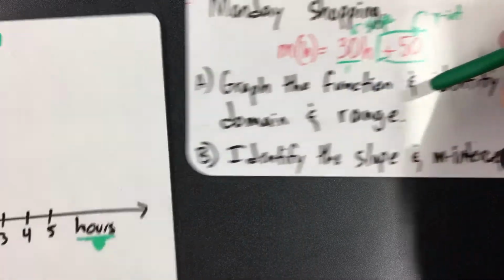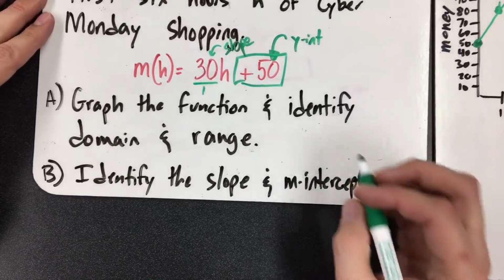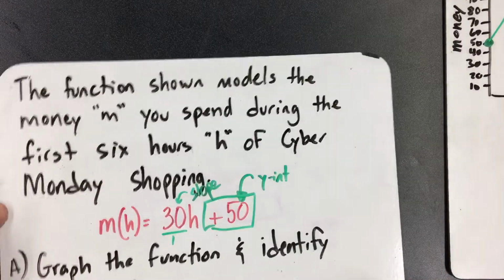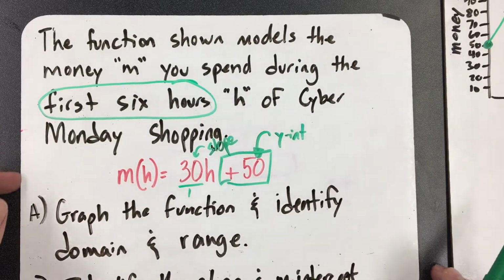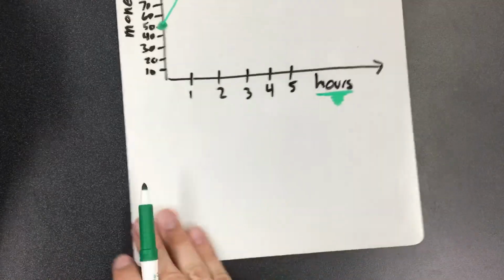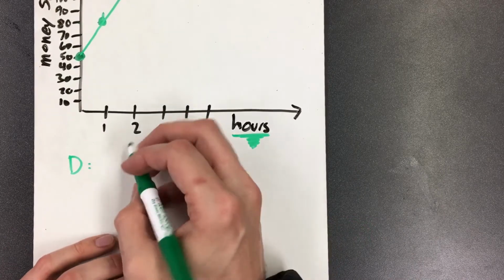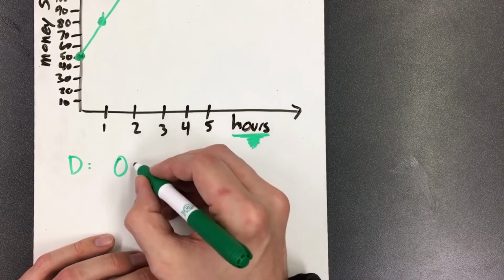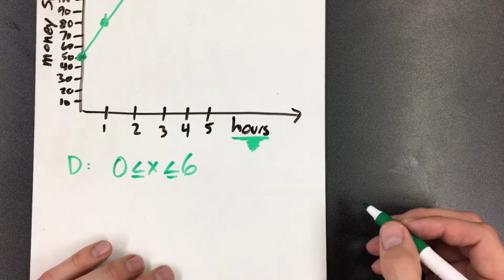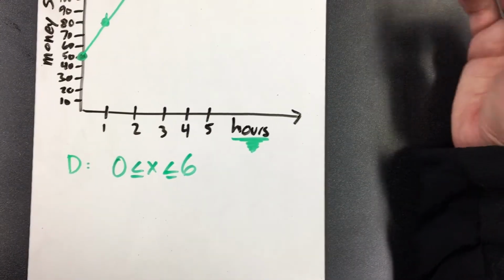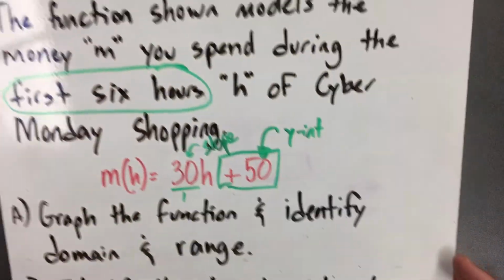If you remember the question says graph the function. I just did that. Identify the domain and range. So the domain and range is going to be a little bit tricky because, look, this question very specifically said the first 6 hours. So if I'm only doing the first 6 hours, my domain, D for domain, is going to be all the numbers from 0 to 6, right? Remember to use those less than symbols when you do this. I could shop anywhere from half of an hour, a third of an hour, an eighth of an hour, all the way up to 6 hours because this question specifically said the first 6 hours.